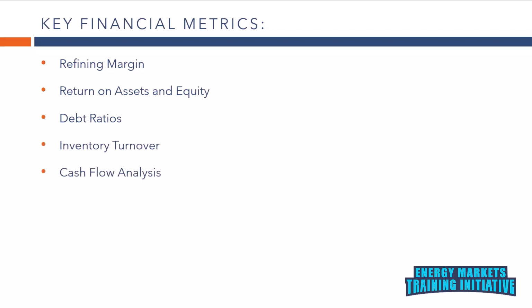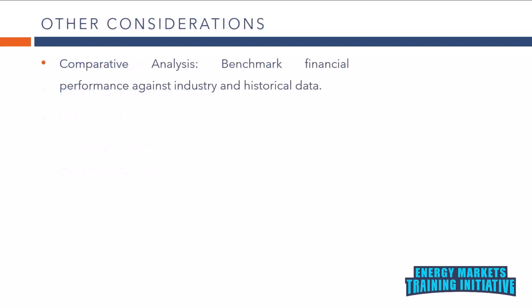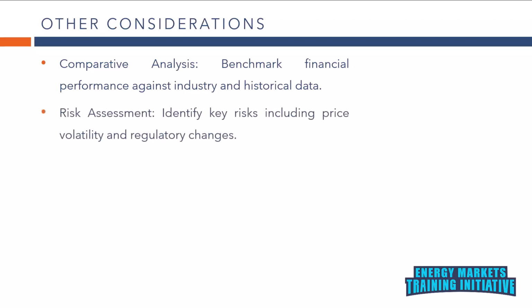Cash flow analysis. Analyze cash flow from operating activities, investing activities, and financing activities to assess cash generation, investment, and financing activities. Comparative analysis. Benchmark the refinery's financial performance against industry peers and historical performance to identify strengths, weaknesses, and areas for improvement. Risk assessment. Identify key risks such as commodity price volatility, regulatory changes, operational risks, and geopolitical factors that may impact financial performance.